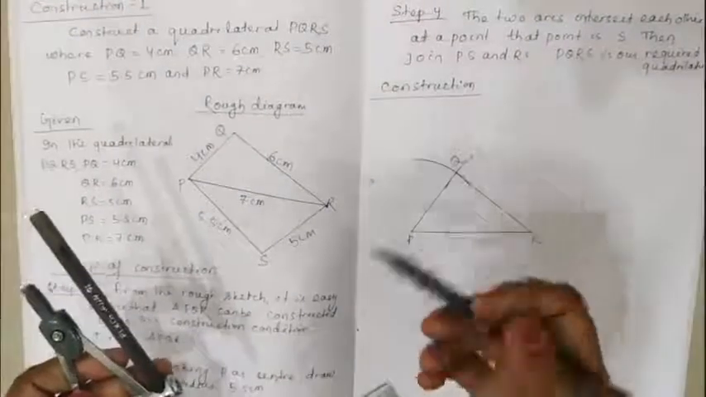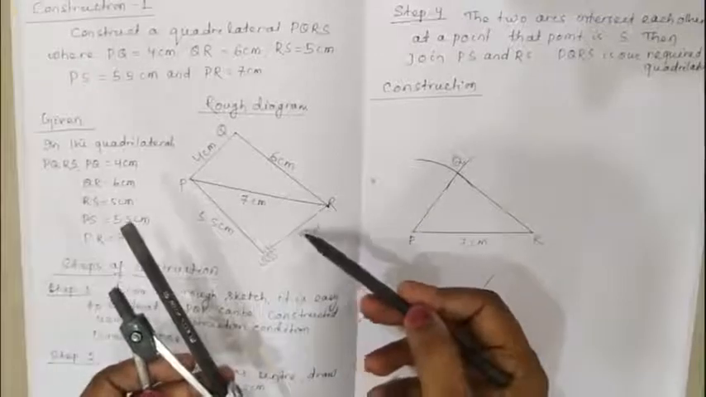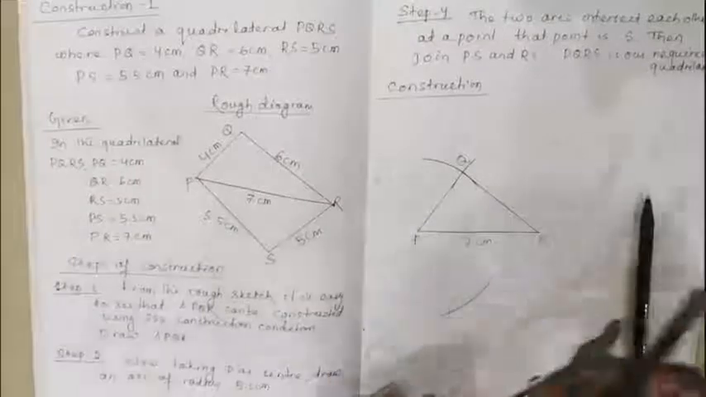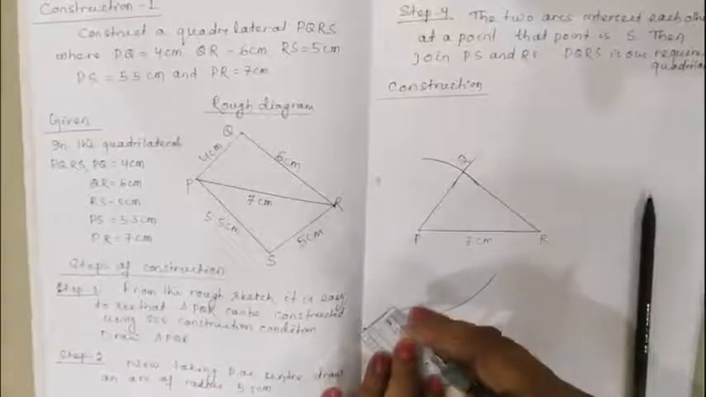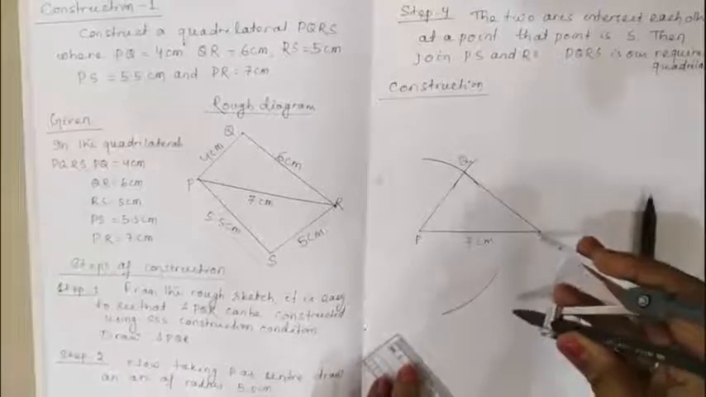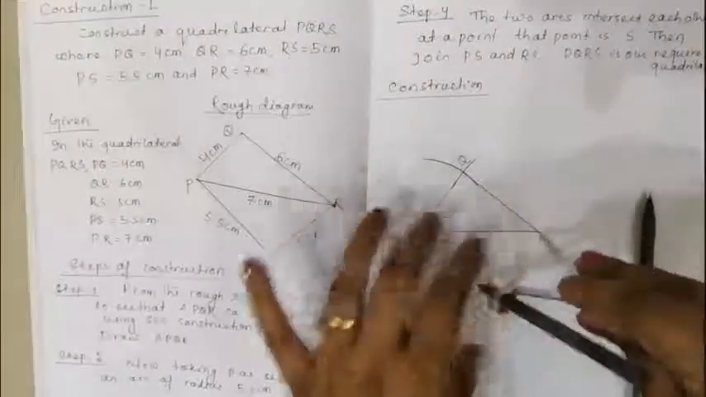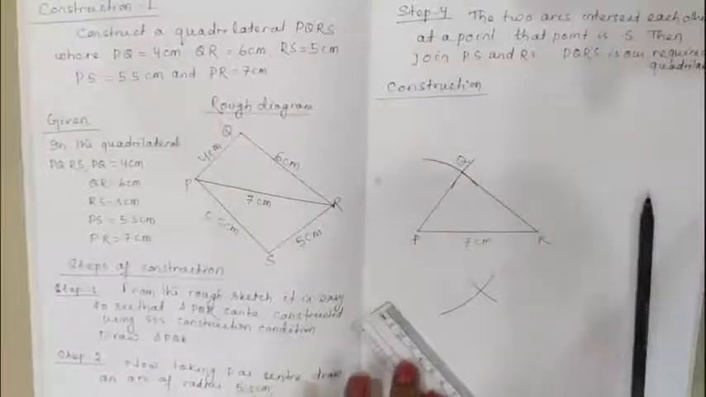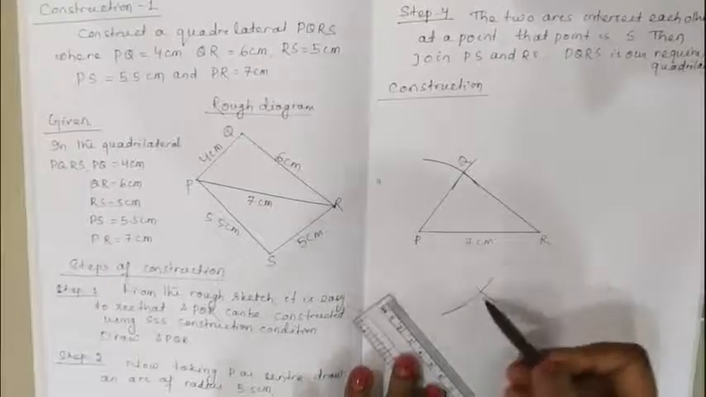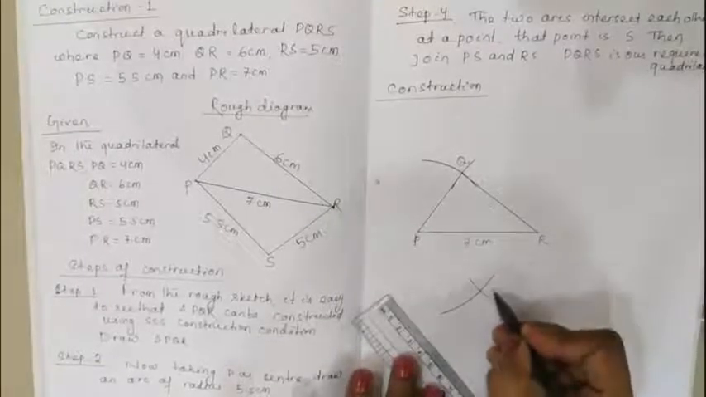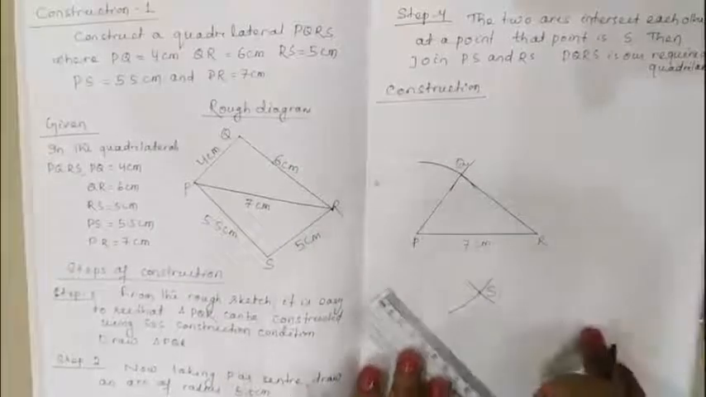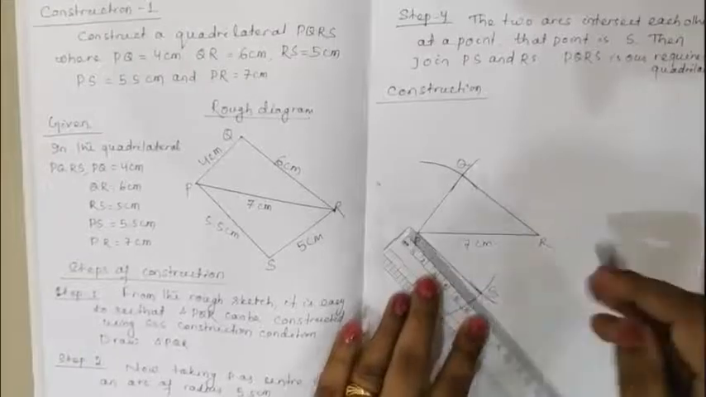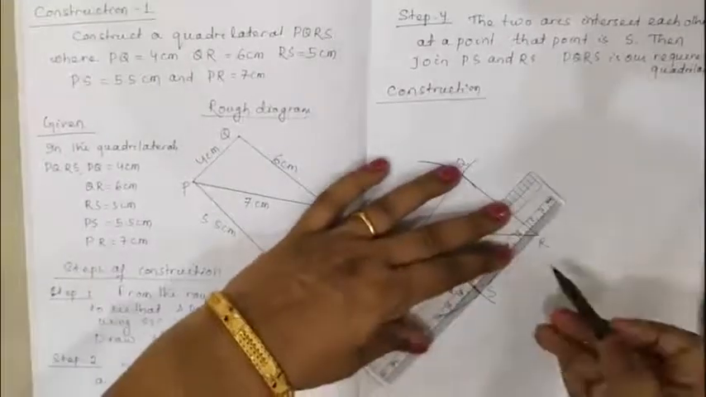Again, third step, with R as center and 5 centimeter as radius, draw another arc. So by taking R as center and 5 centimeter as radius, we have to draw another arc. Then the intersection point of two arcs, that point will be our S. Mark it as S. Then join PS. Then join RS.